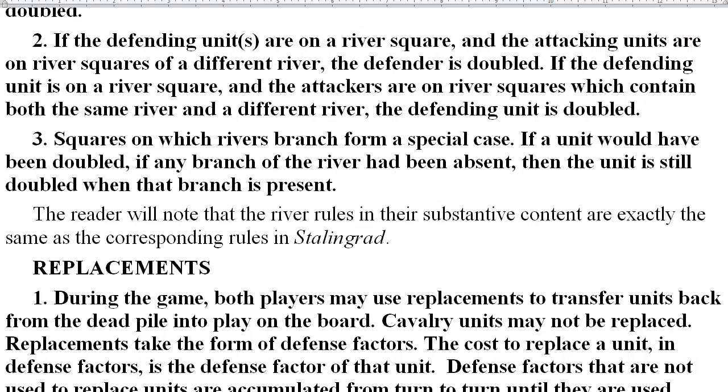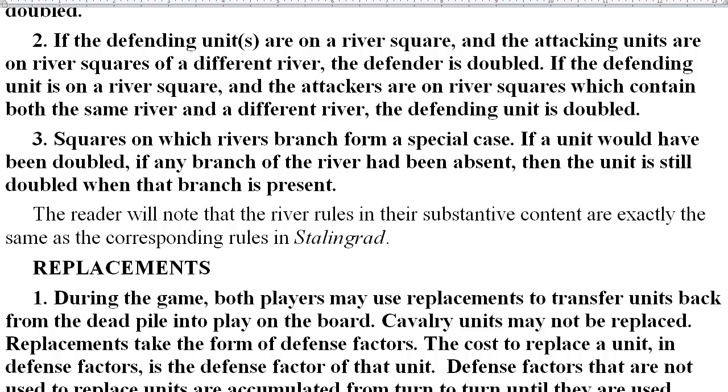If attackers are on a river and the defending units are on a different river, meaning the river does not flow from attacker squares directly to defender squares or vice versa, the defender is doubled. On the other hand, if you have a more complicated situation where the defender is on a river square and some of the attackers are on the same river, an adjoining square of the same river that the defender is on, or are on clear terrain, the defender is not doubled.